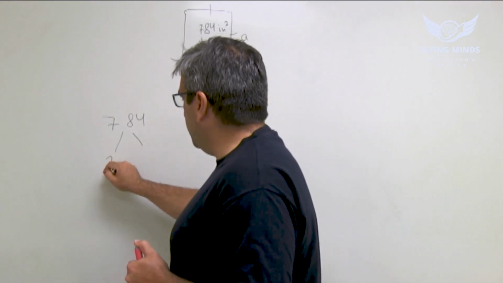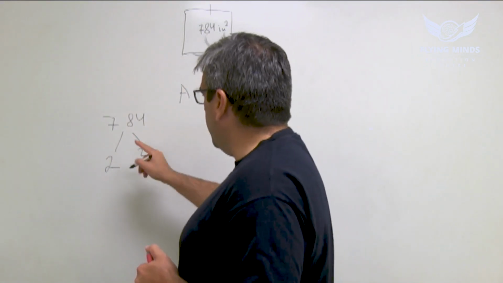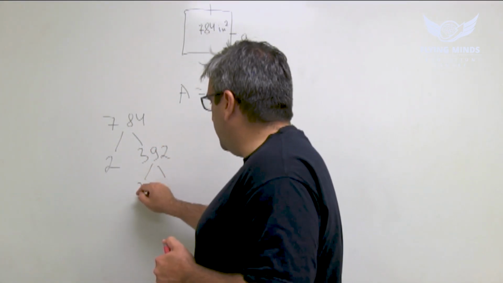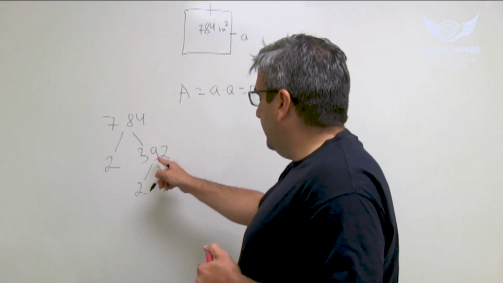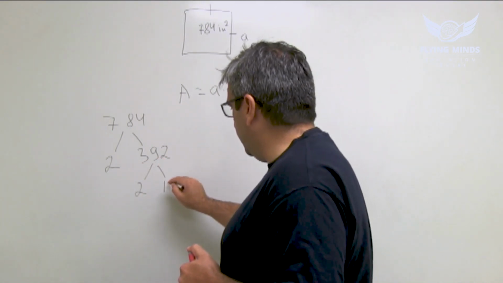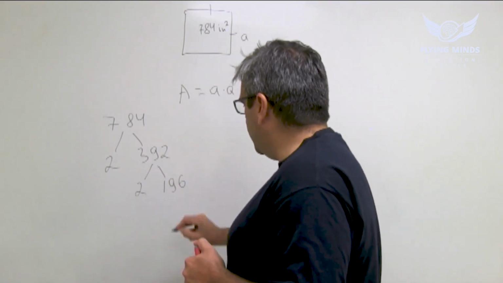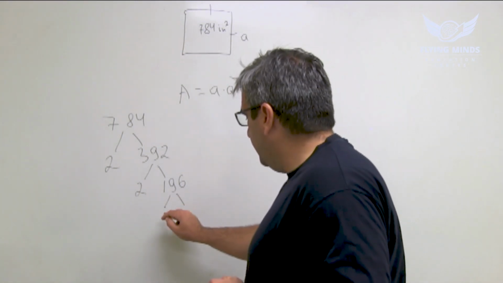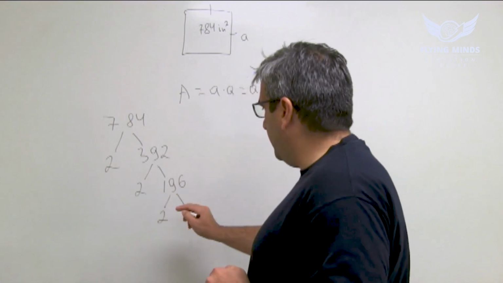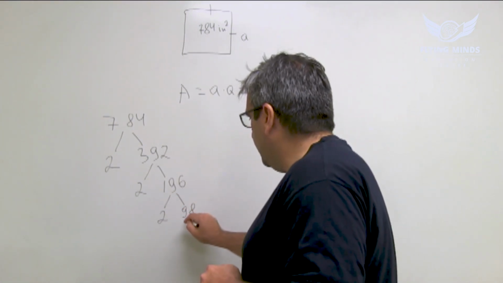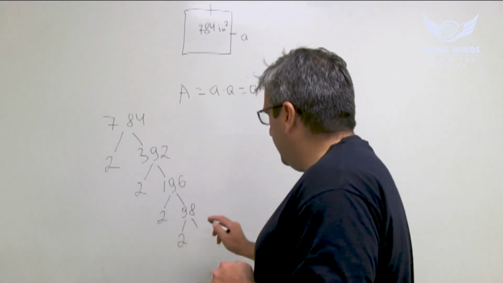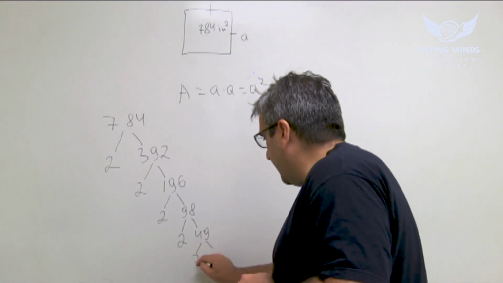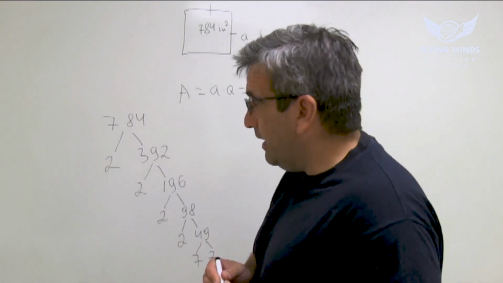It's an even number, divisible by 2, so it will be 392. And again by 2, it will be 196. Again, an even number, so by 2 it will be 98. And again by 2, it will be 49. And then 49 is 7 times 7. Right?